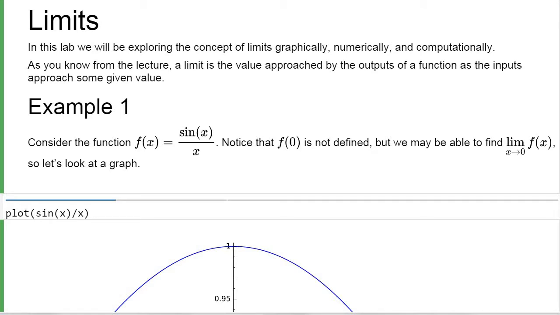In this video, we're going to talk about limits and using Sage to compute limits. We'll look at limits graphically and numerically, and then also Sage has a built-in limit command that can compute limits.